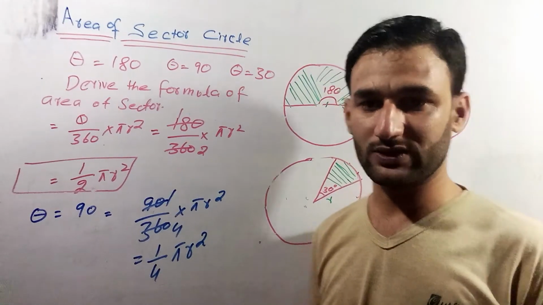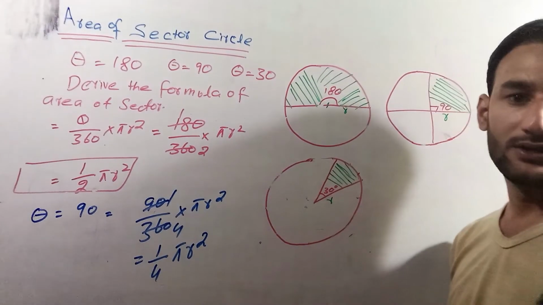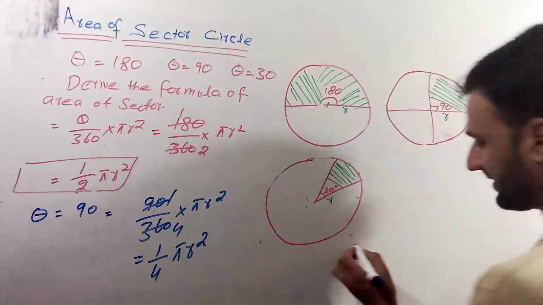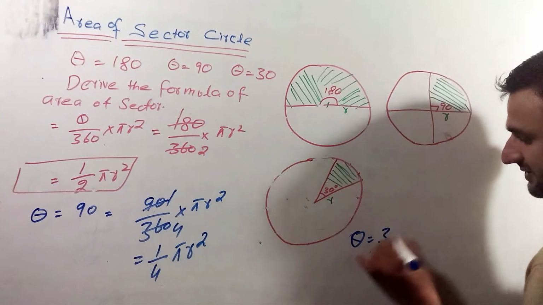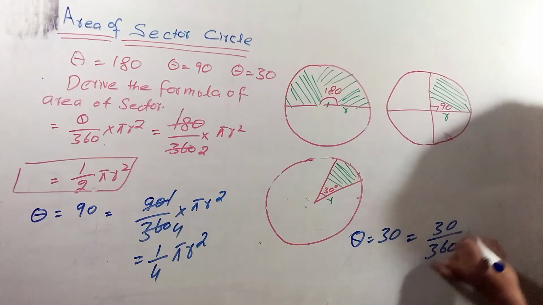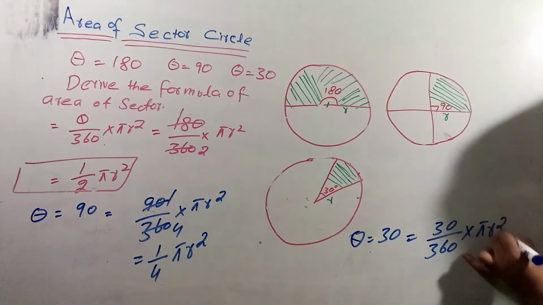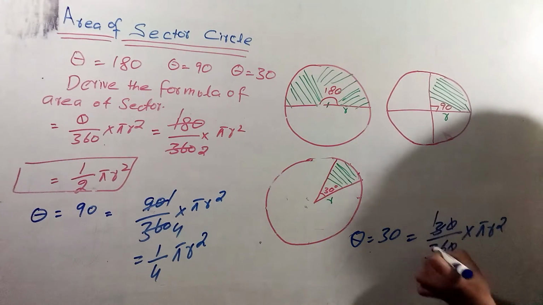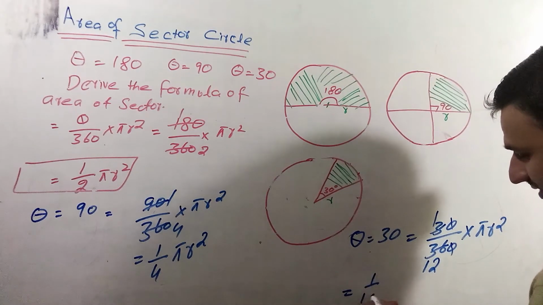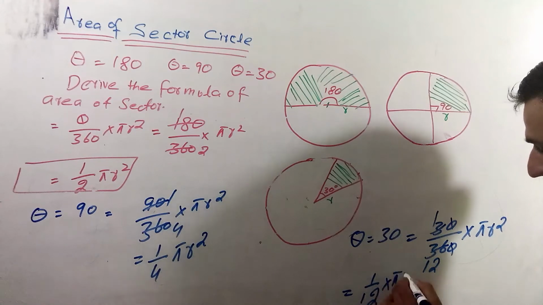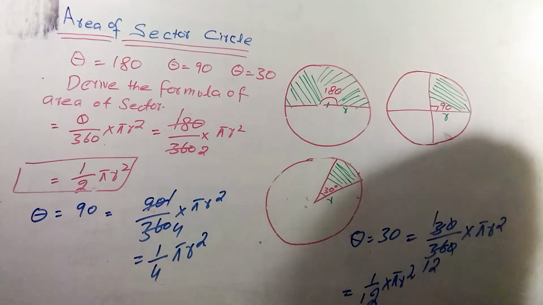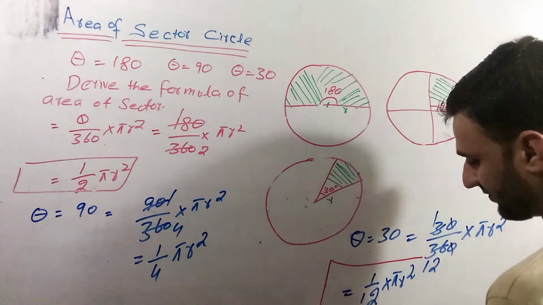Now we try to find out, for example, here is theta 30 degree. How can you find out the area of the sector in that case? Here theta is equal to 30 degree. So in this case 30 divided by 360 multiplied by pi r square. So it is 1 by 12. In this case the area of the sector is 1 by 12 multiplied by pi r square, right? So the area of the sector is in this form.